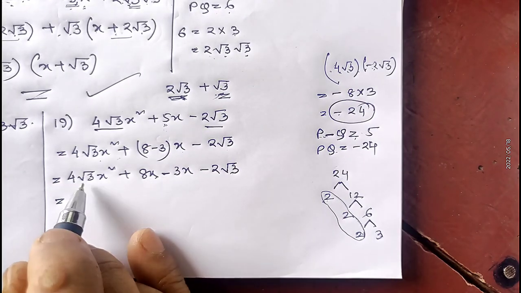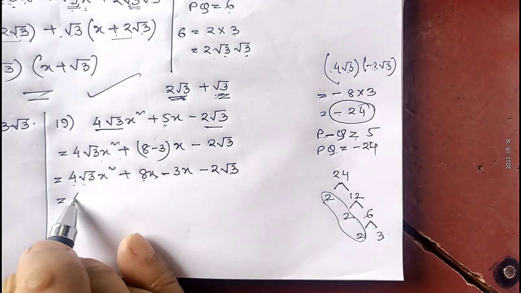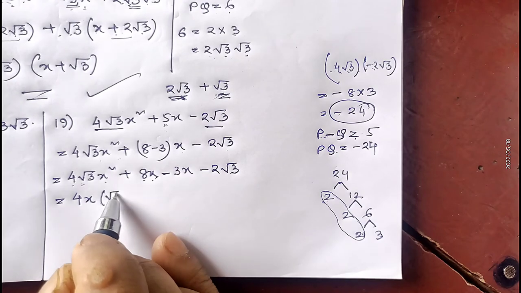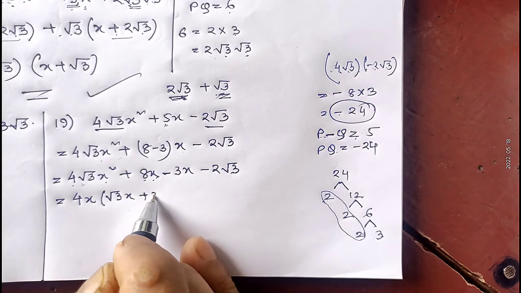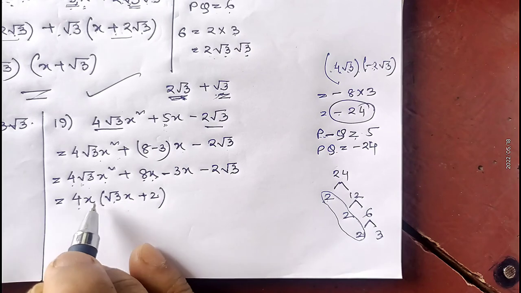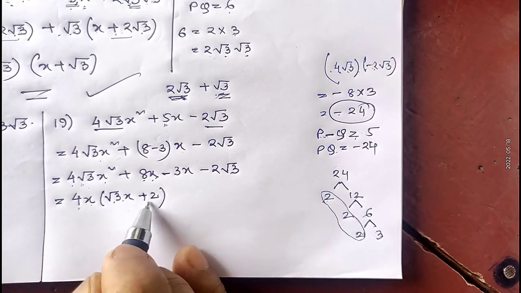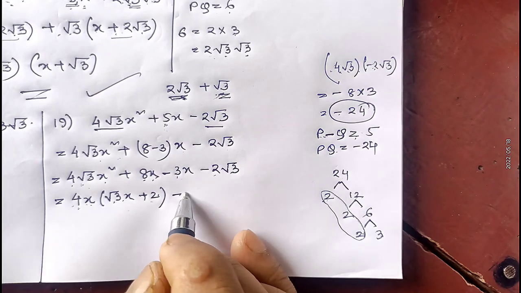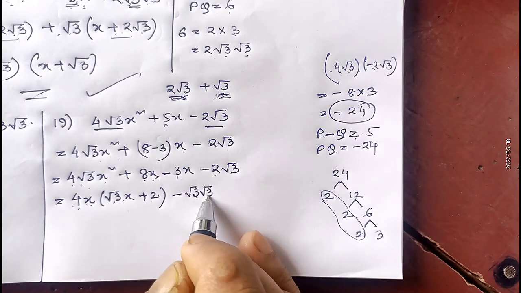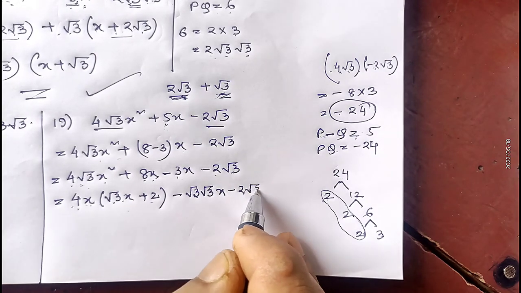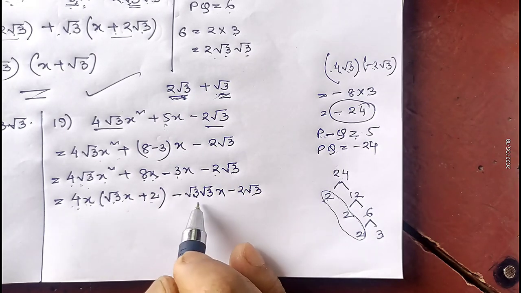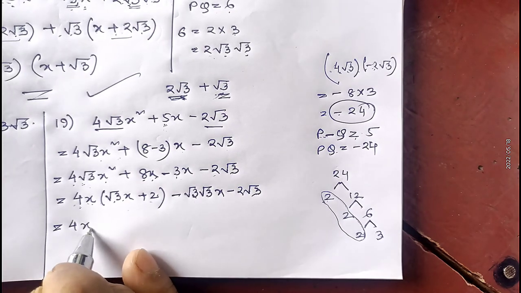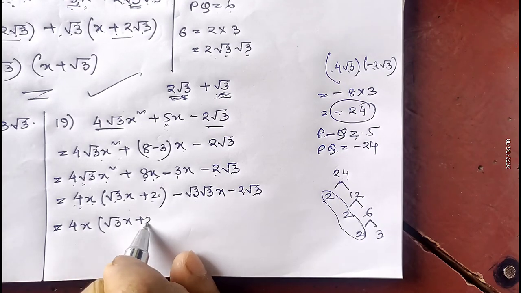Now from the first 2, here it is 8, here it is 4, so 4x is common, so we are left with root 3x plus 2. From these two, this 3 we can consider as root 3 into root 3x minus 2 root 3. Now it is 4x, then root 3x plus 2.